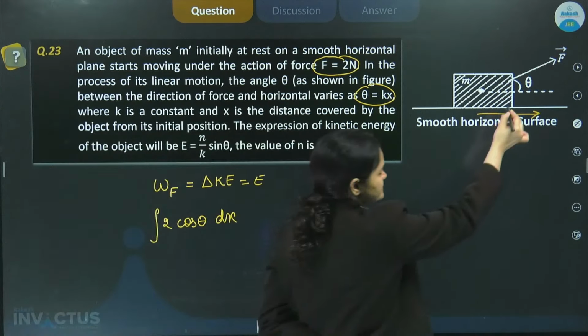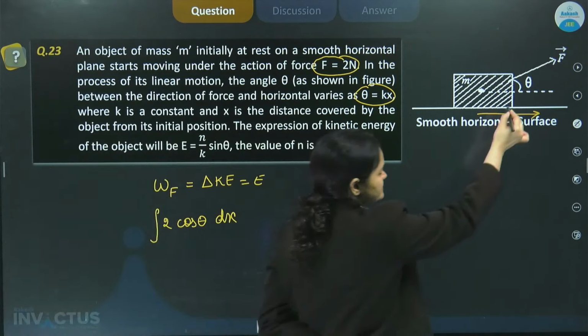So we already got the answer for n. We wanted to find out the answer for n, so n turns out to be 2. Let's check the answer now. So the answer to this question is 2. Alright, now let's move on to the next question.